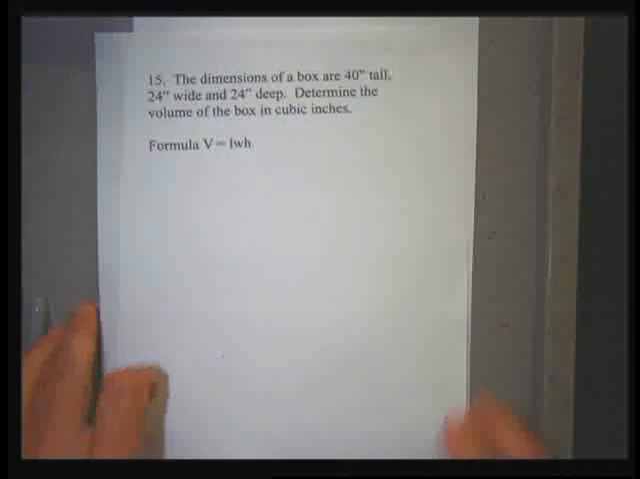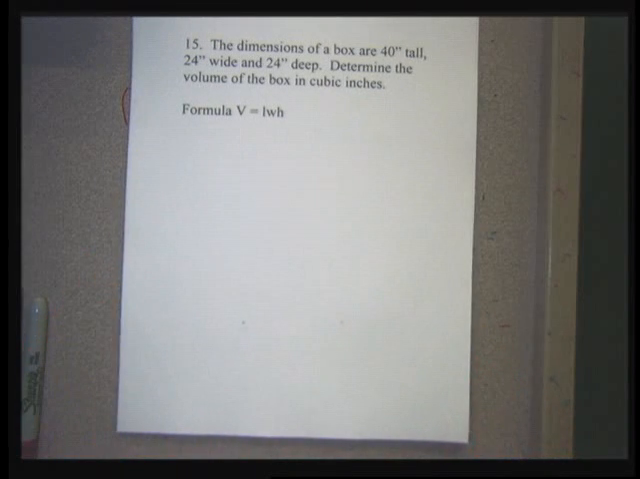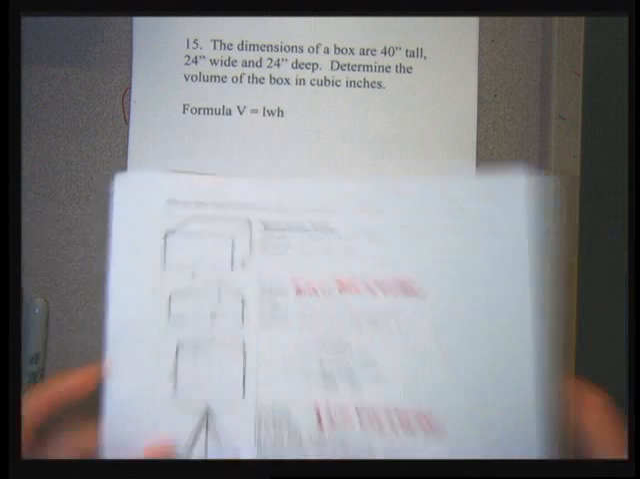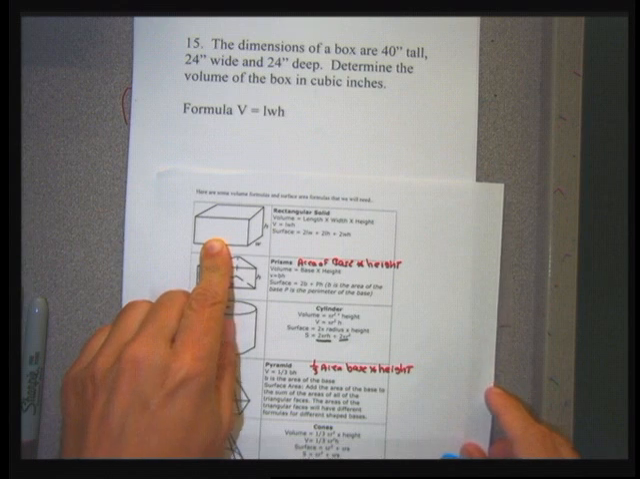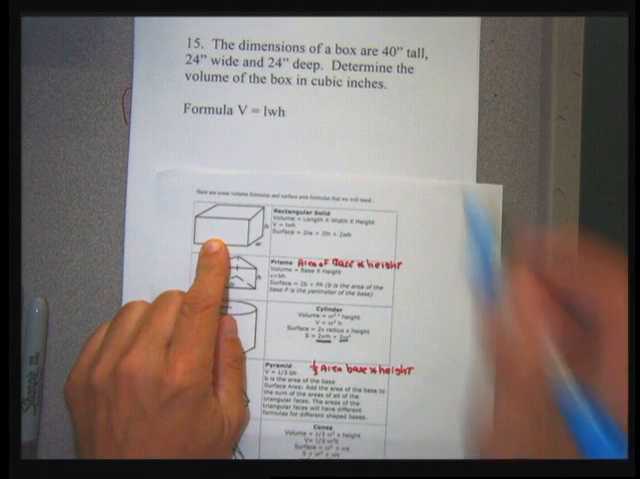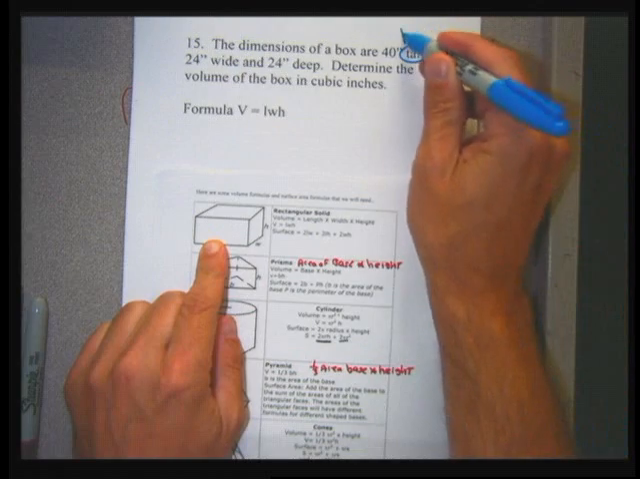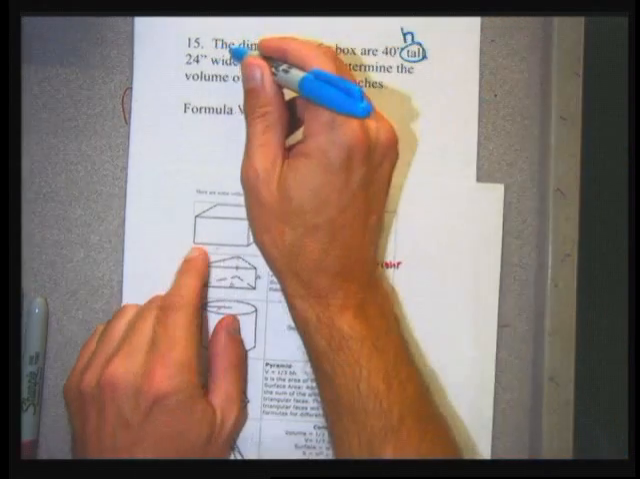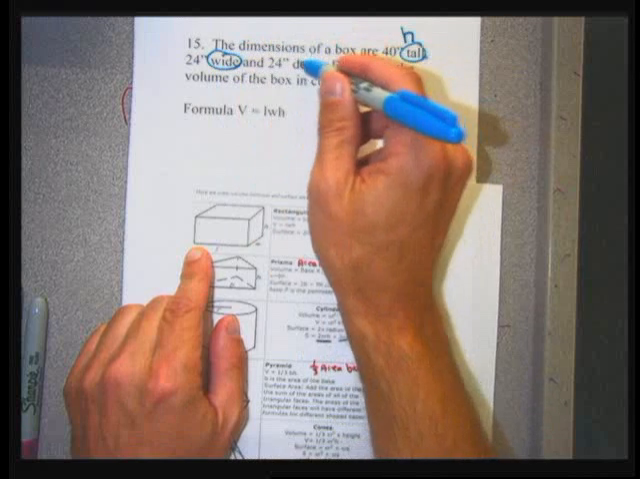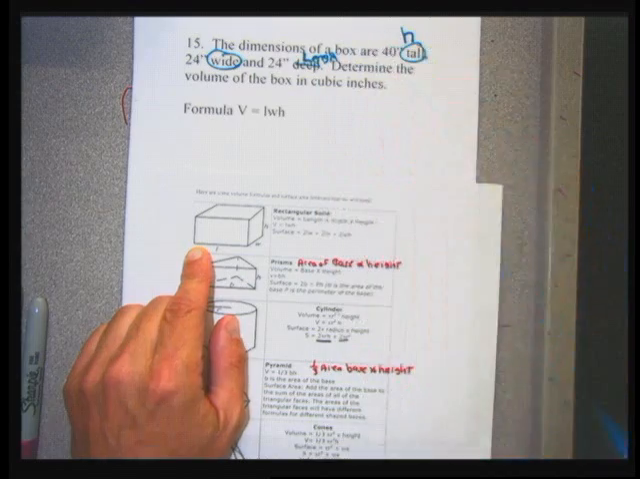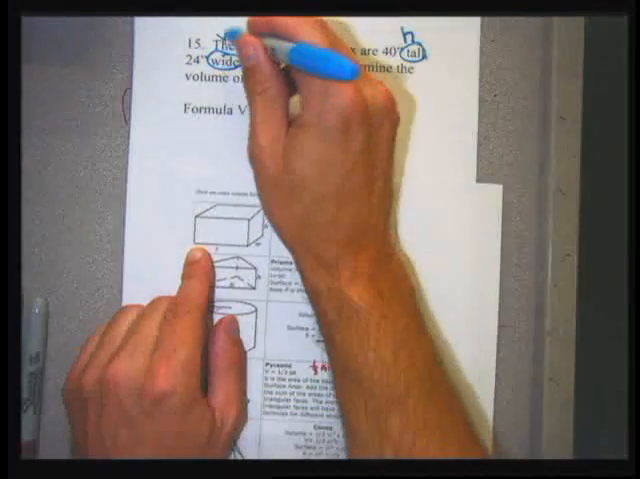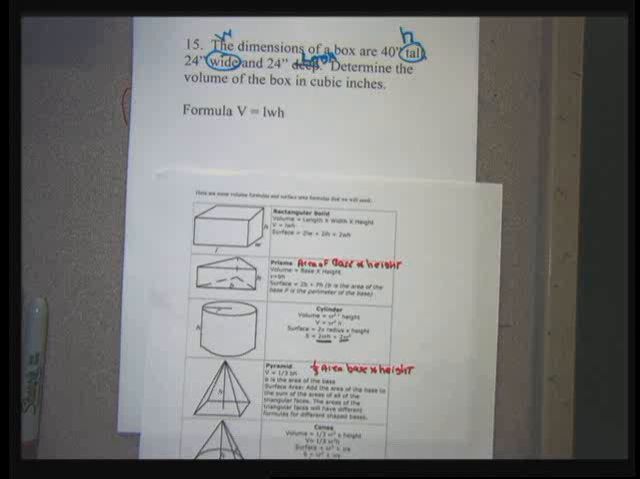Number 15 asks me to find a volume of a box, and I have to understand that a box is the same as a rectangular solid. And so I used the volume formula for a rectangular solid that looks like a box to me. It's length times width times height. And all of a sudden I don't see those words. So for this tall, I'm going to consider that the height. For the wide, I'll consider it the width. The deep, I need to consider it one of the things. Since I already have the width done and the tall for the height, I'm going to call the deep the length.